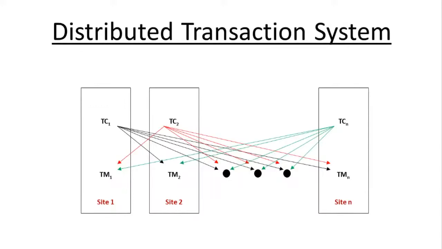See this diagram. This will give you enough information. So the first one, site 1, site 2 and so on, site N. And you see that in each site we have a transaction coordinator and a transaction manager. If any request comes to site 1 from the region of site 1 itself, then the transaction manager is responsible to answer the transaction.